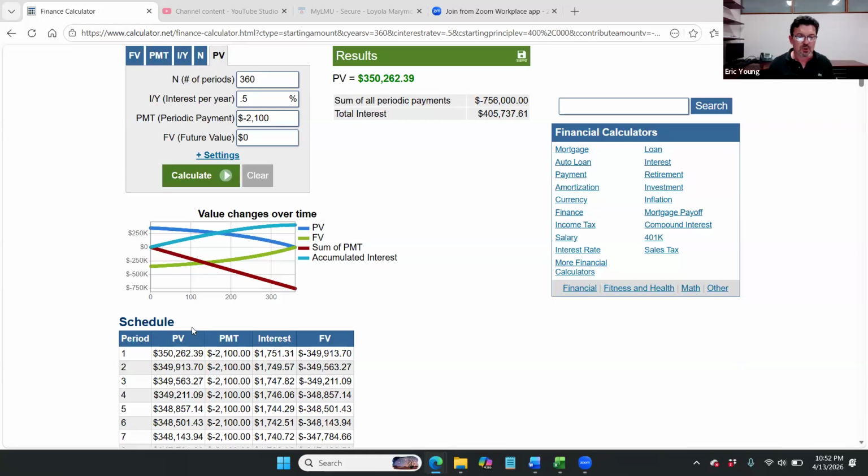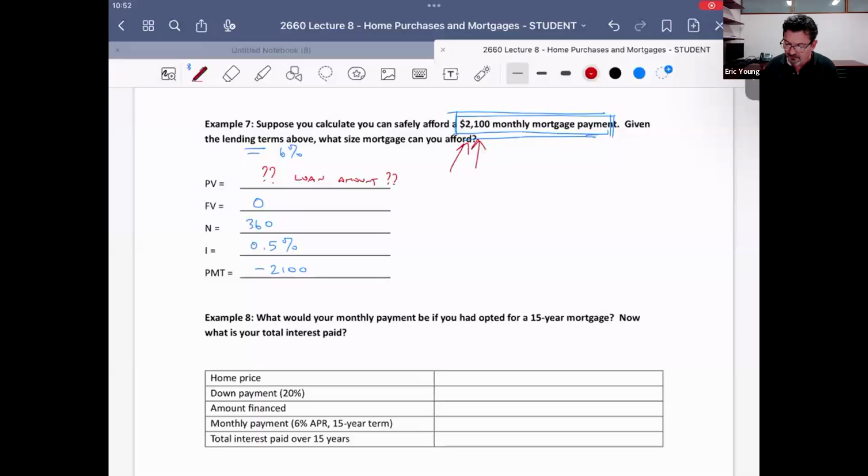350,262. This means that the loan that you can take out, that the mortgage that you can take out, is 350,262.